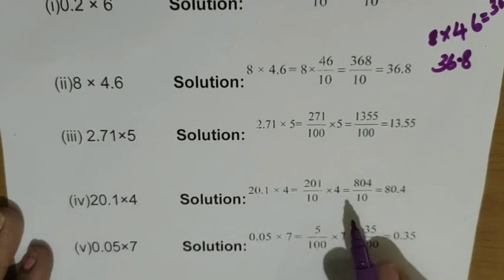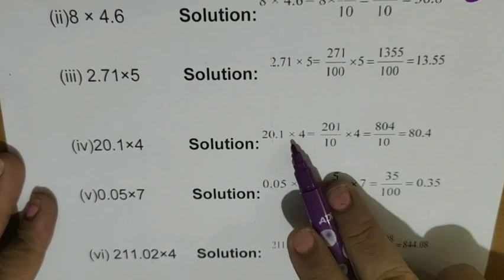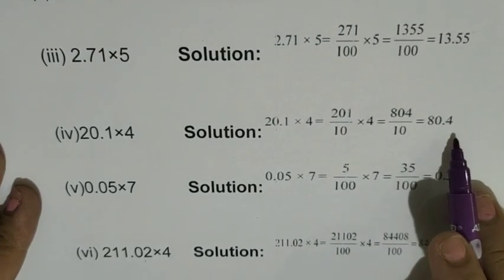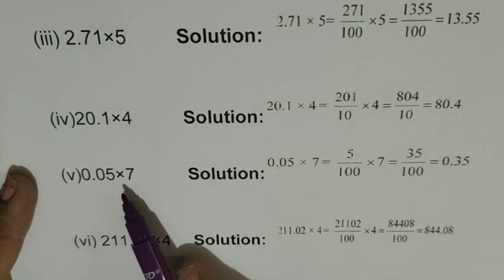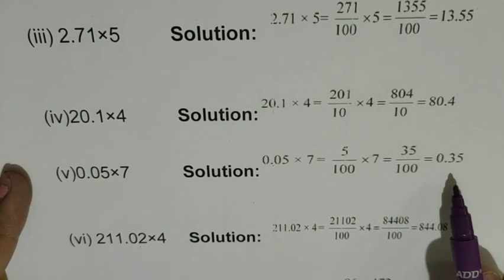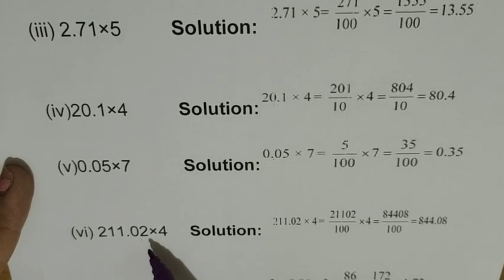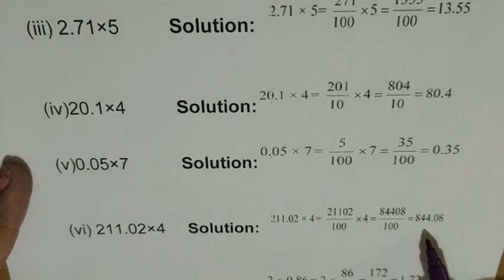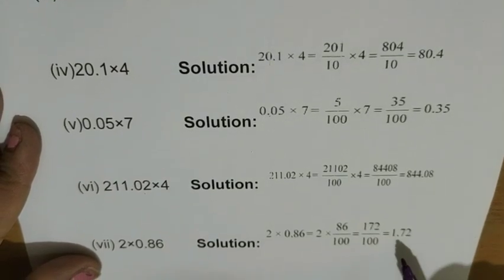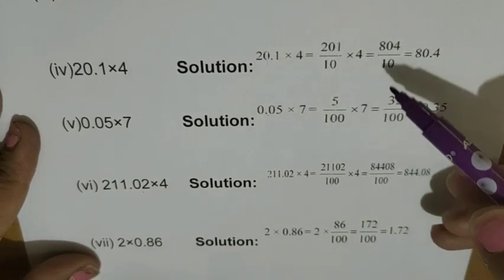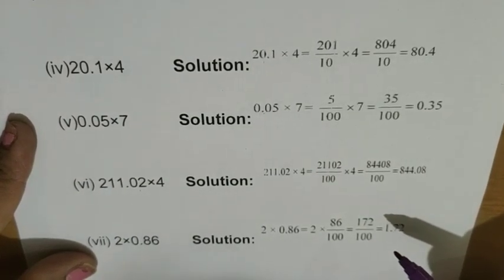20.1 into 4 means 201 into 4 to be multiplied, that is 804. Since 1 decimal means 10, so 80.4. Similarly, we can complete 0.05 into 7 equal to 0.35. 211.02 into 4 equal to 844.08. 2 into 0.86 equal to 1.72. All the steps are explained here. Go through that. It is very easy.